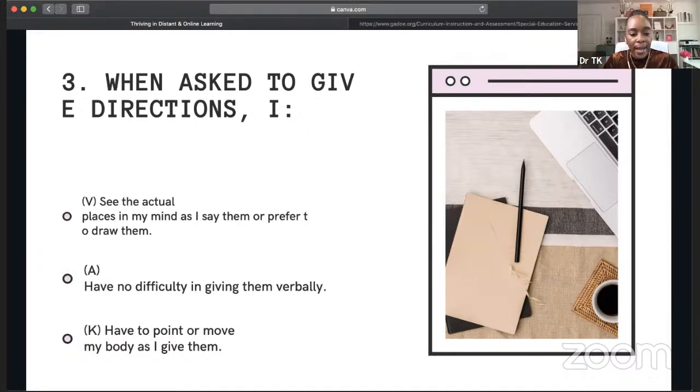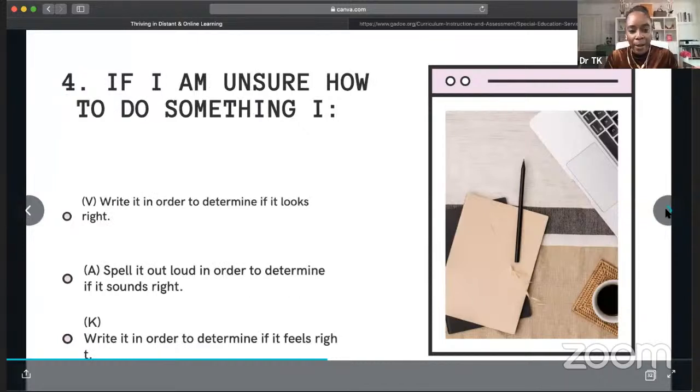Okay. The K, have to point or move my body as I give them. So what this would look like, and I've done it before, is, all right, when you're going down Rosecrans, then you got to make a left, right? You even may close your eyes, but you literally move your body and your hands as though you're driving in the car. Okay. So your kids may do the same thing. If you ask them, okay, give me the directions of how your teacher told you how to do this. Oh, well, she told me how to. They're pointing it out, but they also may be visualizing it as well. Okay. So you just got to pay closer attention.